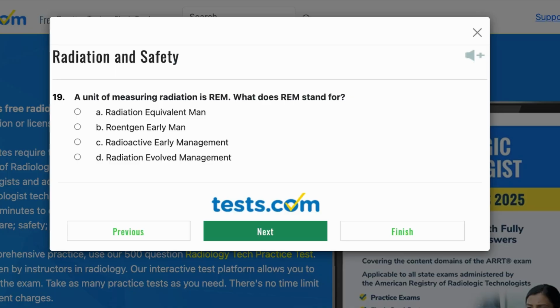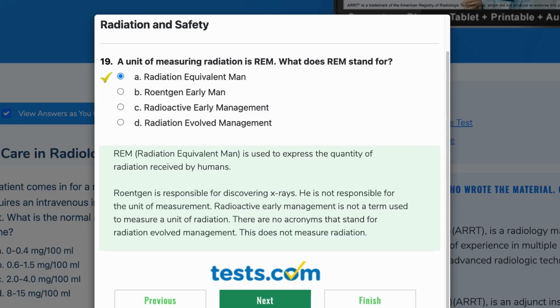Question 19. A unit of measuring radiation is REM. What does REM stand for? A. Radiation equivalent man, B. Roentgen early man, C. Radioactive early management, D. Radiation evolved management. Radiation equivalent man.